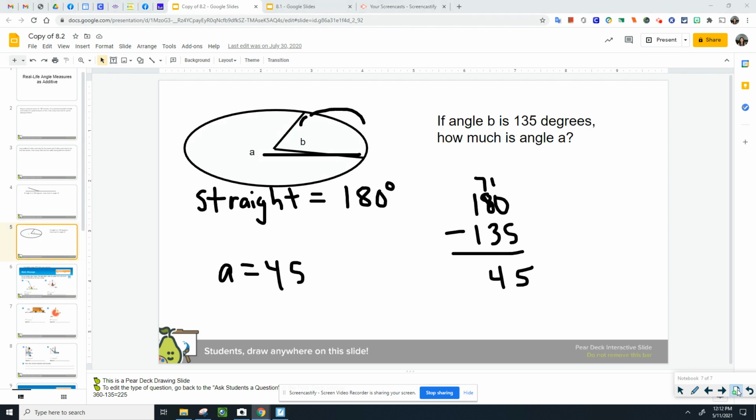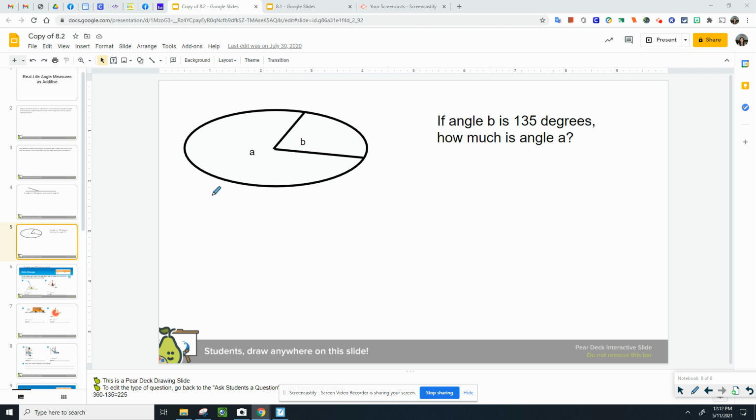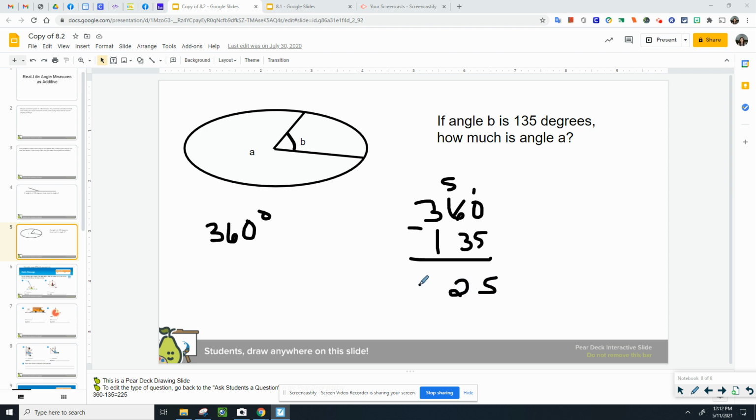Now, let's do another example. The other type of angle we need to think about is a circle. I know that in a circle, there are 360 degrees. Okay, there's 360 degrees in a full circle. So again, if this part right here is 135, I have to take it away from the big part that I know. So I would be doing 360 minus 135. And when I do that subtraction, I am left with 225 degrees, which makes sense because it is bigger than this, right? So I know that this part is 225 degrees.